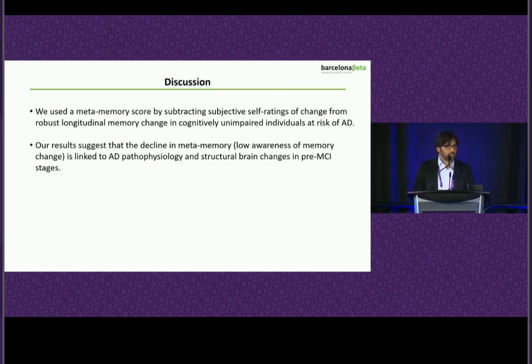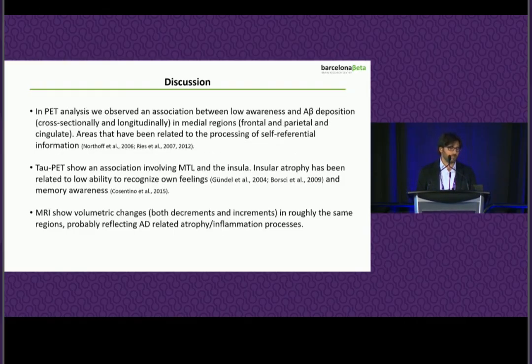So to summarize, we used a metamemory score by subtracting subjective self-ratings of change from robust longitudinal memory change in cognitively unimpaired individuals at risk of AD. I think this is the main novelty of the study. We are using longitudinal measures as measures of change in both subjective and objective memory. Our results, in line with previous studies, suggest that the decline in metamemory is linked to AD pathophysiology and structural brain changes, even in pre-MCI stages.